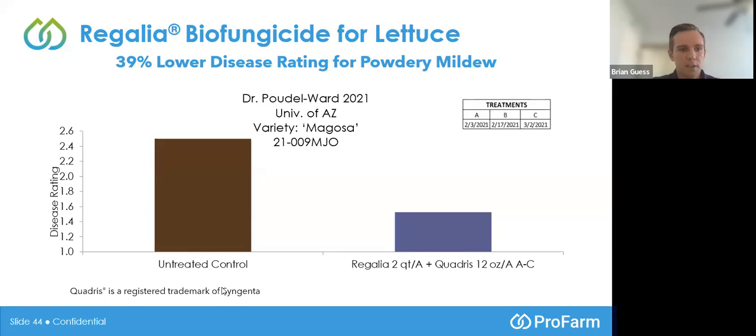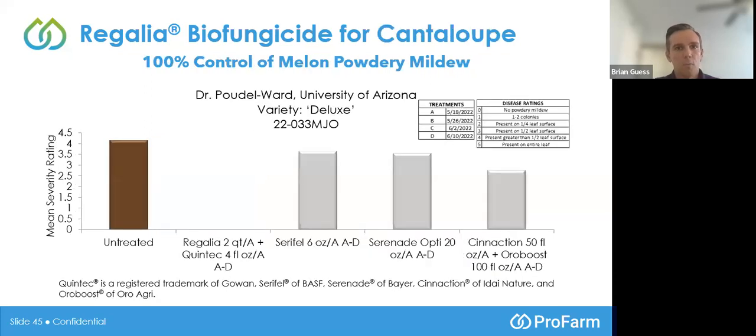Moving on to the next set of data. It's now into cantaloupes, but it's still down in Yuma, Arizona with Dr. Pundit Ward, and also going after powdery mildew. Looking at the treatment timings, there were 4 treatments, A, B, C, and D. Also, we had a disease rating scale of 0 to 5, 0 meaning there's no disease present, and 5 being the maximum powdery mildew coverage.